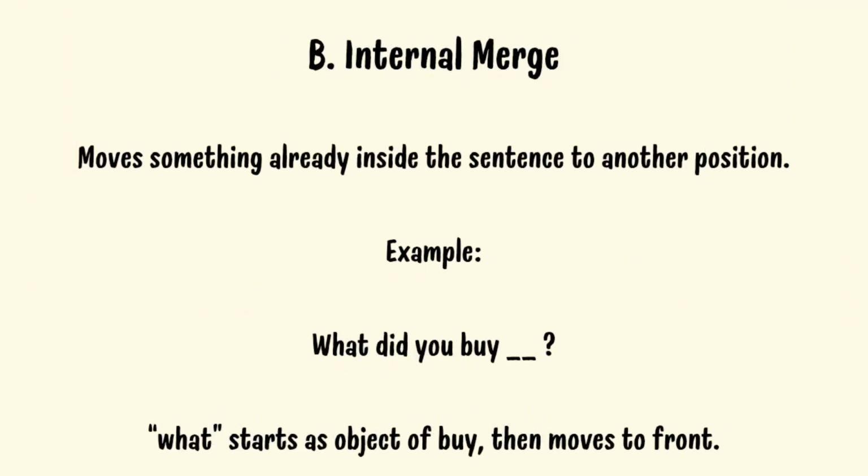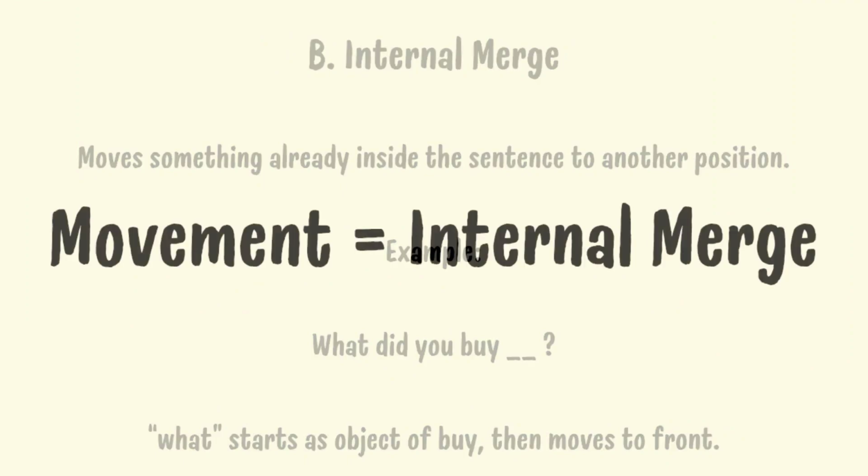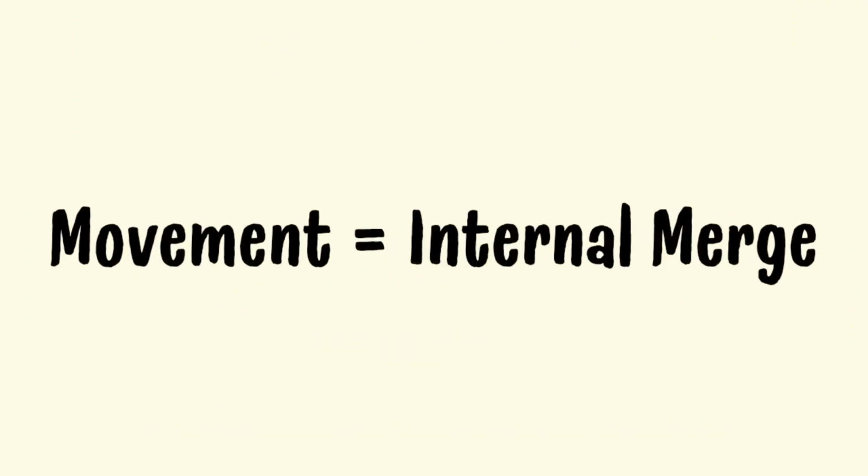Internal merge. Moves something already inside the sentence to another position. Example: what did you buy? What starts as object of buy, then moves to front. Minimalism says movement equals internal merge.